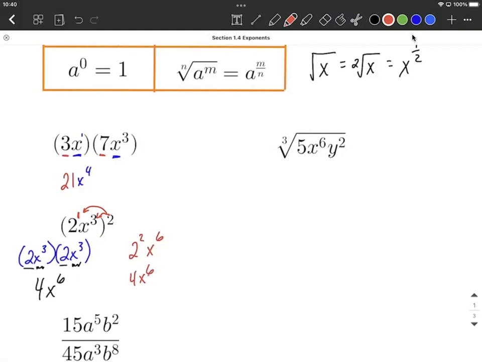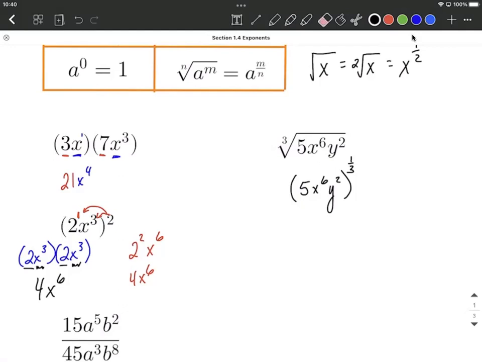2 different ways to think about it, but I think we should get used to multiplying the exponents on the inside by the exponent on the outside. All right, let's take a look at that cube root over on the right-hand side. Let's first rewrite this as a fractional or rational exponent. So to do so, I'm going to say 5x to the 6 y squared is all going to be raised to the 1 over 3 power, the 1/3 power.